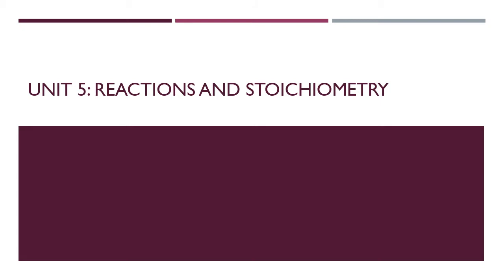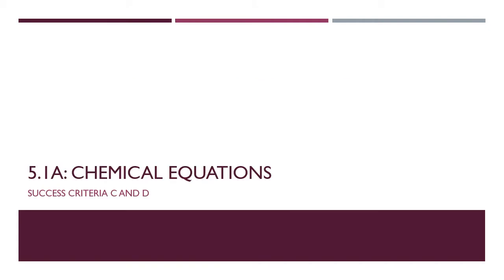This is the second video in our reactions in stoichiometry unit. This video is the second part of the lessons on Learning Goal 5.1a on chemical equations. This video will cover success criteria C and D for this learning goal.